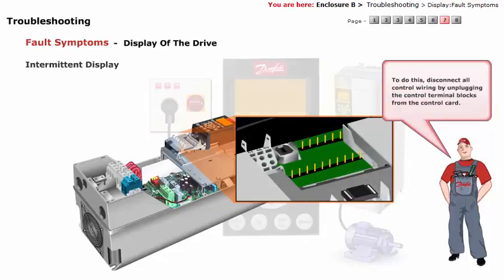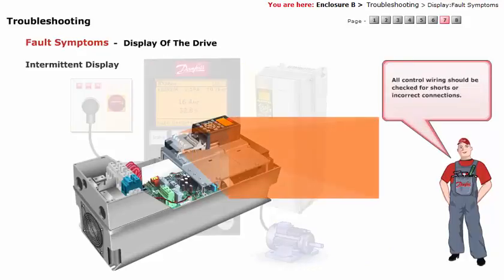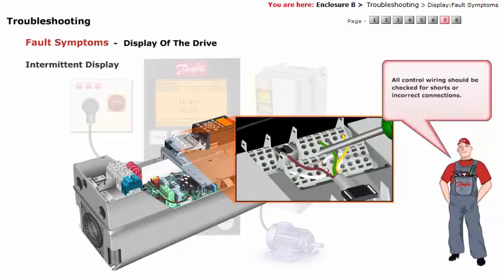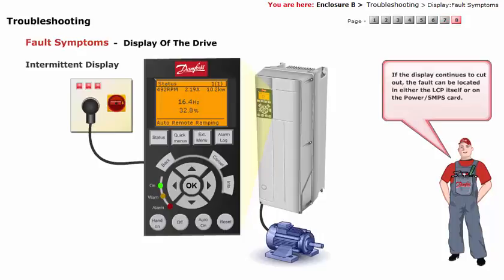To do this, disconnect all control wiring by unplugging the control terminal blocks from the control card. If the display stays lit, then the problem is in the control wiring. All control wiring should be checked for shorts or incorrect connections. If the display continues to cut out, the fault can be located in either the LCP itself or on the power or SMPS card.